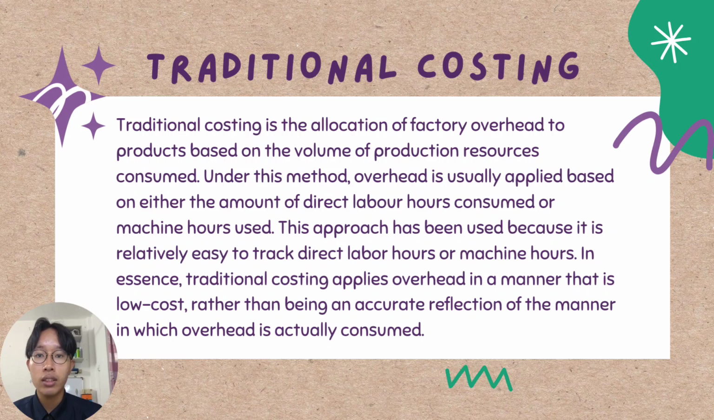Traditional costing is the allocation of factory overhead to product based on the volume of production resources consumed. Under this method, overhead is usually applied based on either the amount of direct labor hours consumed or machine hours used. This approach has been used because it is relatively easy to track direct labor hours or machine hours. In essence, traditional costing applies overhead in a manner that is low cost rather than being an accurate reflection of the manner in which overhead is actually consumed.